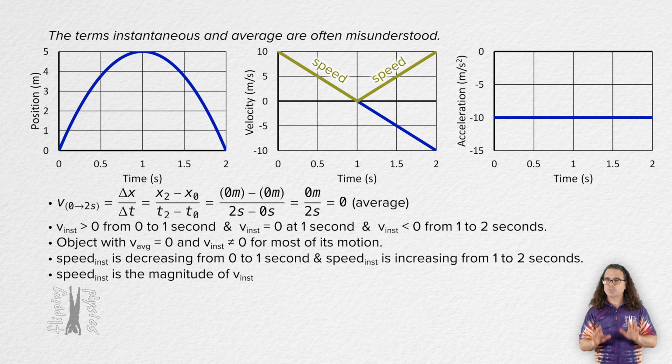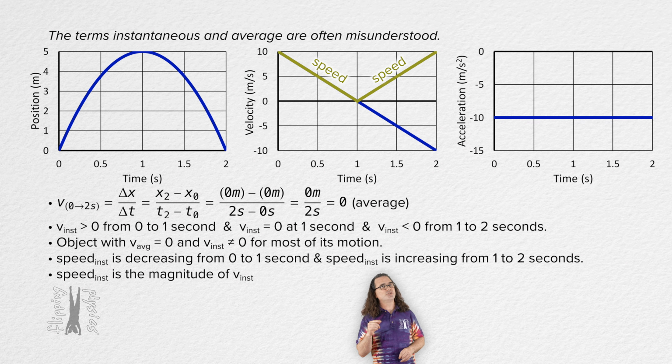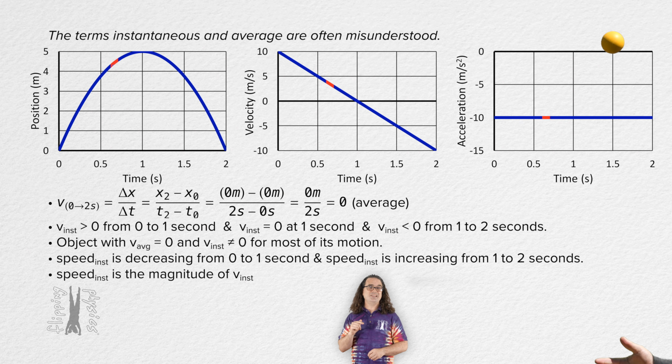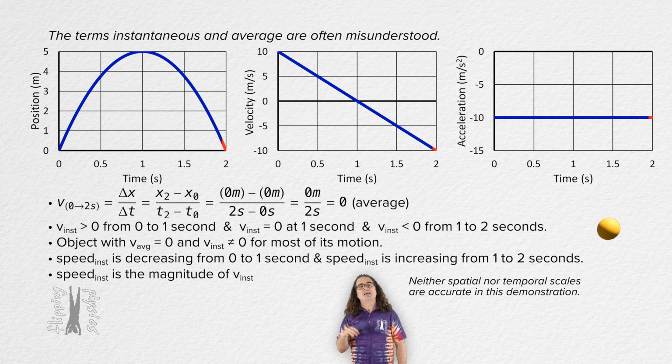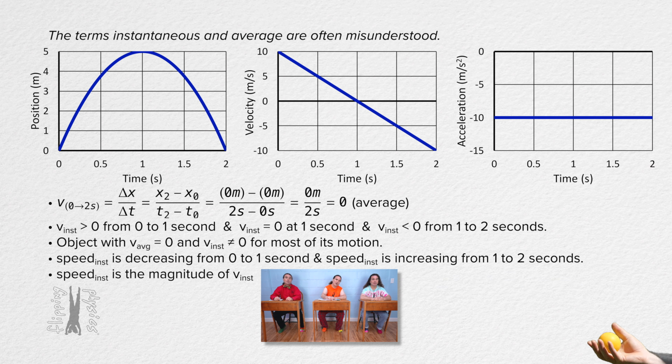Right. It's probably good at this point to identify that these graphs could represent an object in free fall, which is thrown upward with a velocity of 10 meters per second and caught 2 seconds later at the same height. Now I can see that it is slowing down during the first half of the motion while it is moving upward, and speeding up during the second half of the motion while it is moving downward.